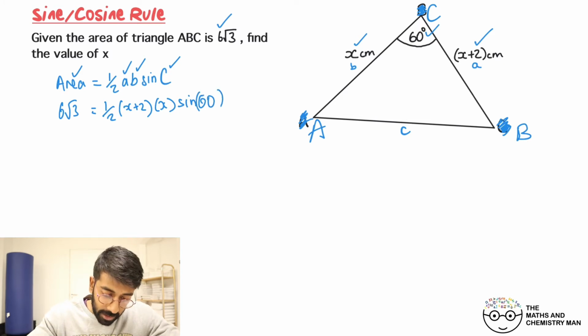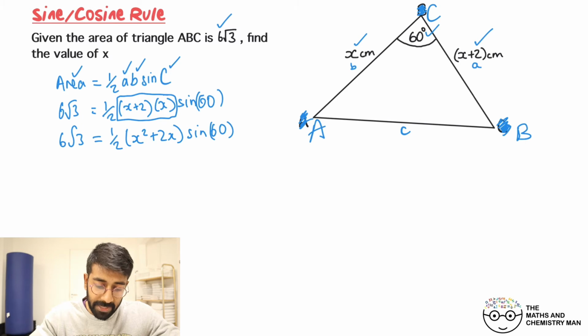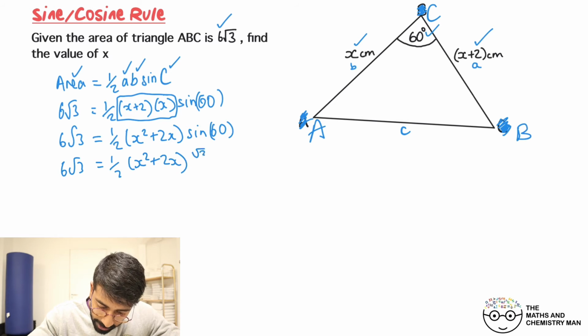Okay, perfect. Now let's start simplifying this down. We've got 6 square root 3 is equal to half. Now these two brackets in here, I'm going to multiply those together. So we'll have x squared plus 2x, and then sine 60. Next thing I'm going to do is, well, this half here, not nicest, right? But we've also got this as well, which is not very nice, sine 60. So what you could do, go to your calculator, type in sine 60. Some of you may know it off the top of your head. It's going to be root 3 over 2. So I'm going to replace that now with square root 3 over 2.